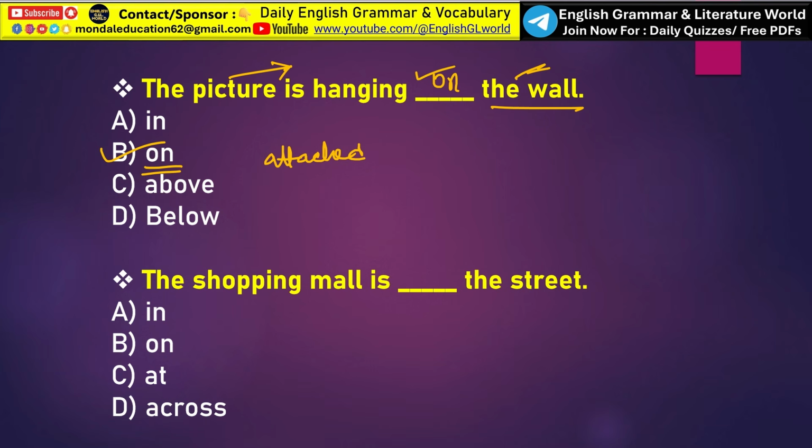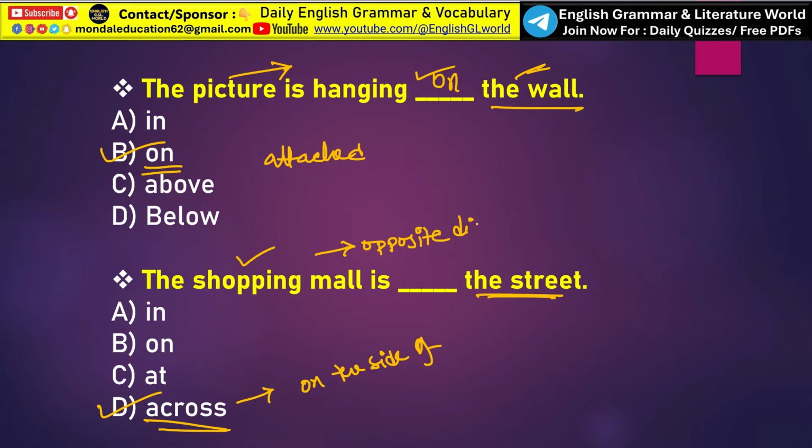Next, the shopping mall is dash the street. So the correct answer is option D, that is across. So across means on the opposite side of. The sentence suggests that the shopping mall is located in the opposite direction. So that's why you have to use, the shopping mall is across the street.